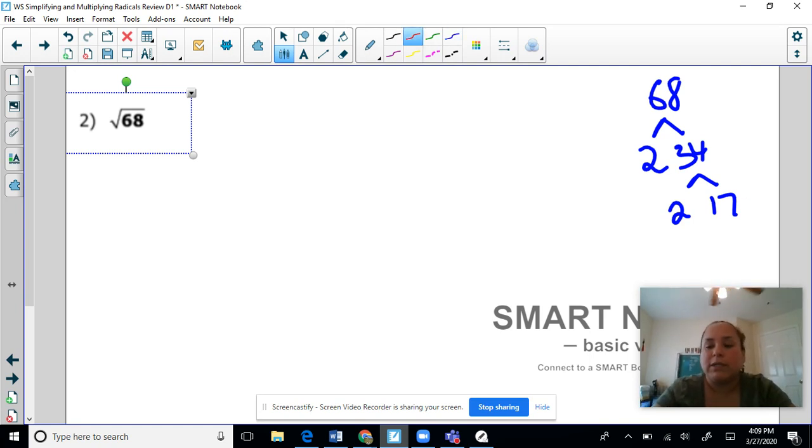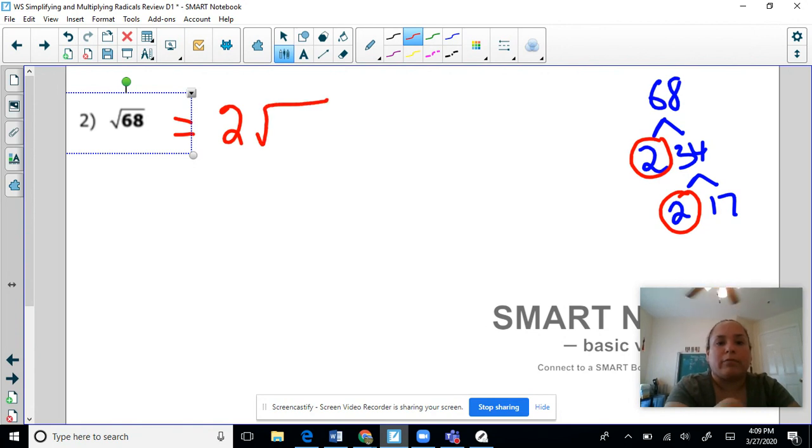And we're going to notice that we have two numbers that are repeating. We have a pair here, the number 2, and this number 2 allows us to take out one of them outside of the radical. So we're going to put a 2 outside. We're going to write our square root. And then this number 17, which is staying there, is going to go on the inside of the radical. Okay? And we go ahead and stop there.